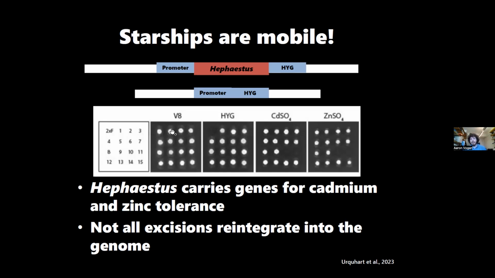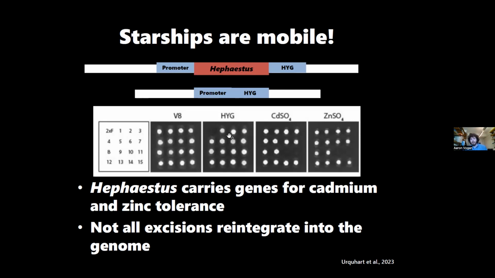So he set up a really elegant experiment where he took Hephaestus, right, this whole 70 kb element, and he put hygromycin right next to it on one side in the genome. But he put the promoter for it on the complete other side. So normally the promoter and hygromycin are 70 kb apart. You're not going to get hygromycin expressed. But if Hephaestus jumps out, then it brings the two ends together and you get hygromycin expressed. And that's exactly what he saw.